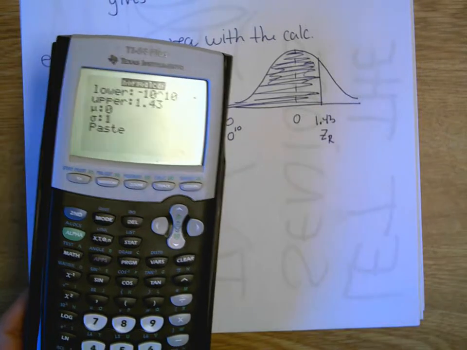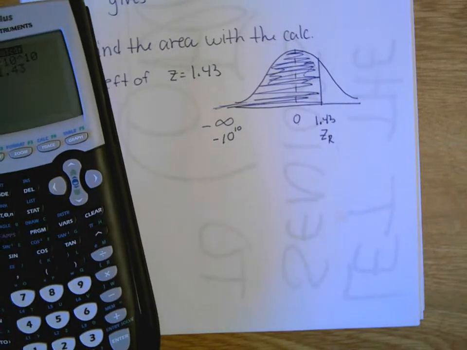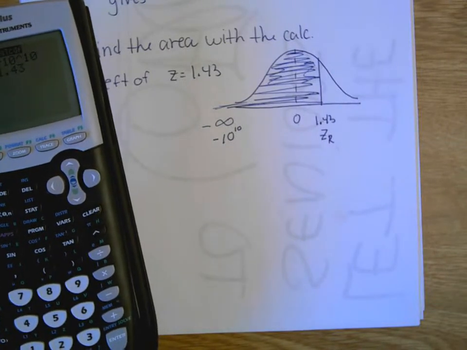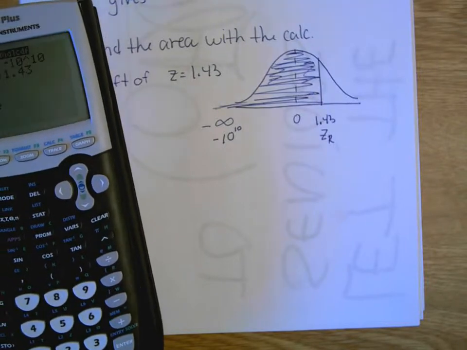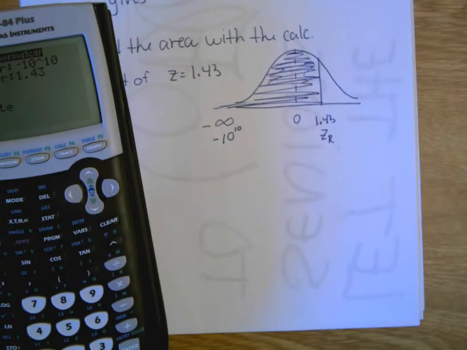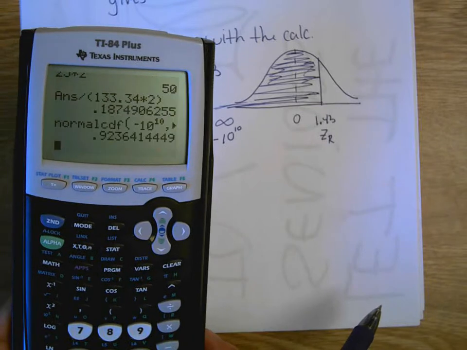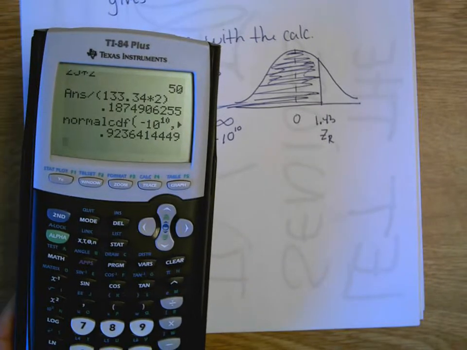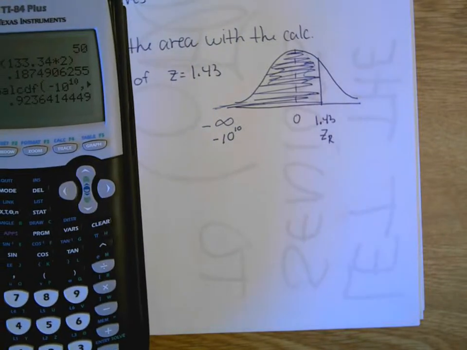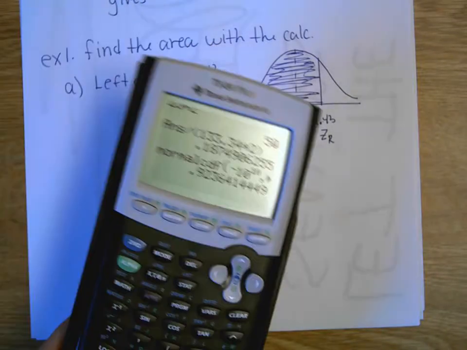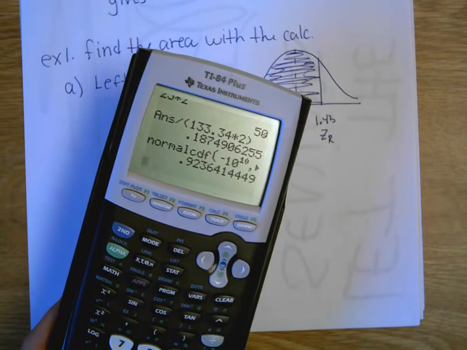So now on this one, all I've got to do is type in negative 10 to the 10th, comma, 1.43. Done. And hit enter. This one I'll hit paste, which puts it in the line, and hit enter. And there's the two answers. They're both the same. Two different operating systems giving me the same answer.